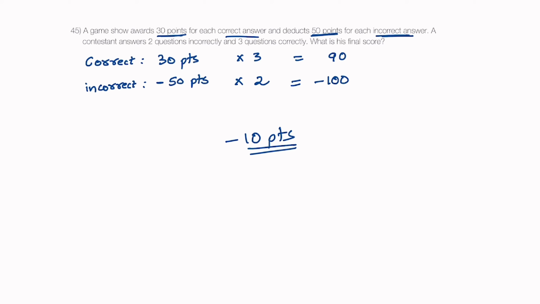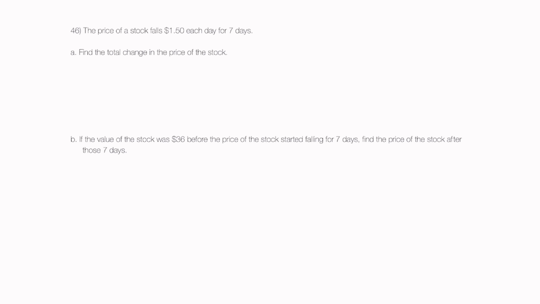Losing. The next. The price of a stock falls 1.50 each day for 7 days. Find the total change in the price. So each day is 1.50 and it falls for 7 days. So it's simply multiplying it. 1.5 times 7 is $10.5. So the total fall is this.